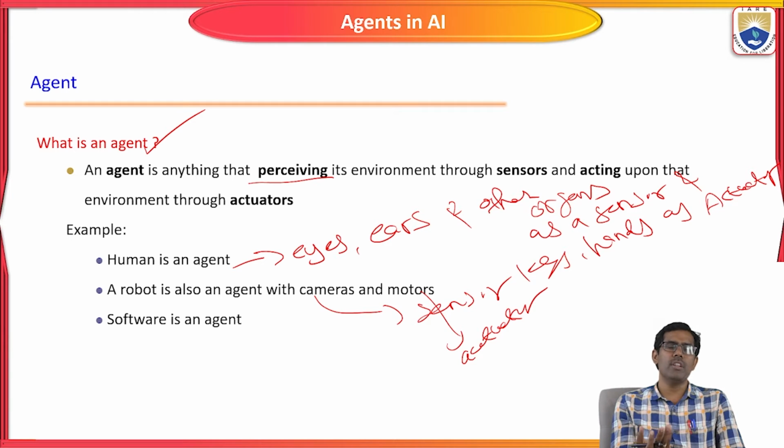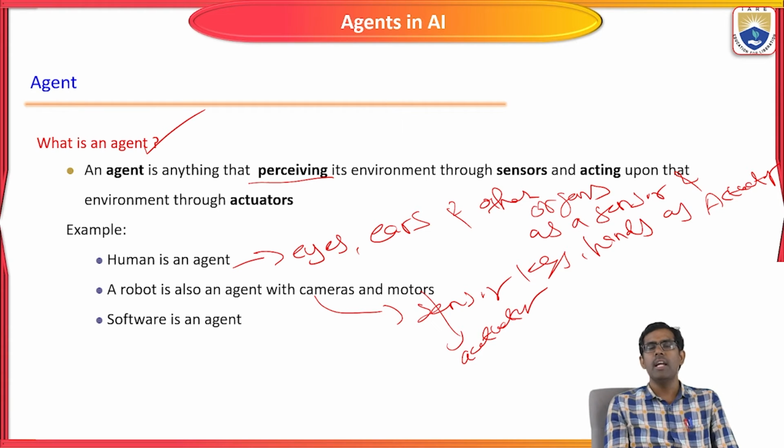A robot is also a machine, and a machine is also an agent here. An artificial intelligence machine also acts as an agent.